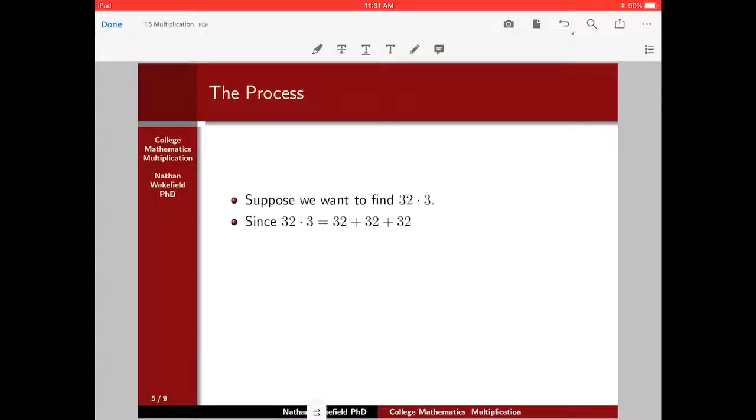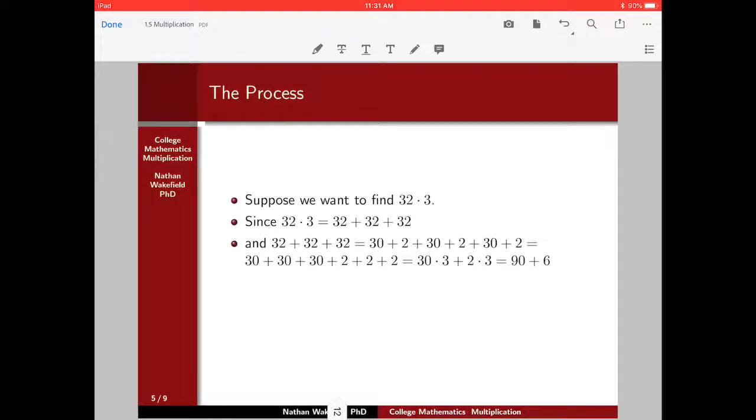So if I wanted to add 32 plus 32 plus 32, one way of doing that addition would actually be to add 30 plus 2 plus 30 plus 2 plus 30 plus 2. I could then regroup all of the 30s together and all of the 2s together. What I could really then think about that as is 30 times 3 plus 2 times 3. 30 times 3 is easy to do in our head, that's 90. And 2 times 3 is fairly easy to do in our head, that's 6.